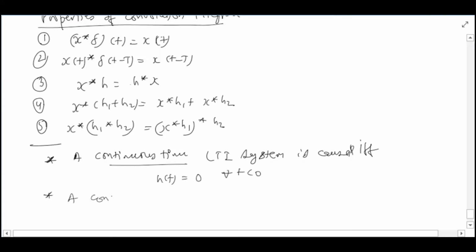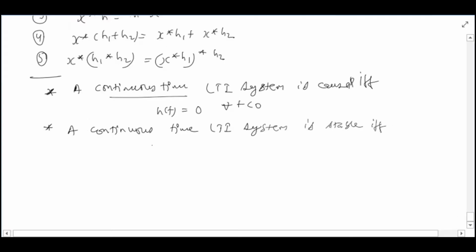Similarly, a continuous time LTI system is stable if and only if the integral of the magnitude of h(tau) from minus infinity to infinity is finite. Having seen this, next we will see the connection between linear time invariance and systems described by differential and difference equations.